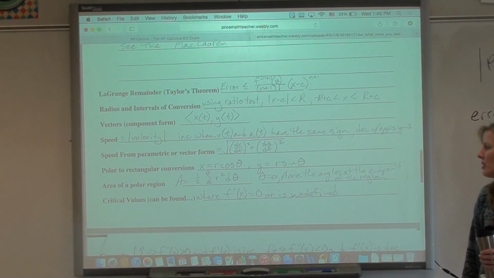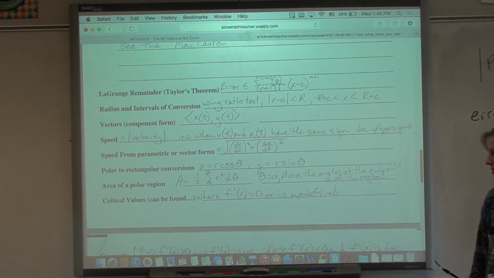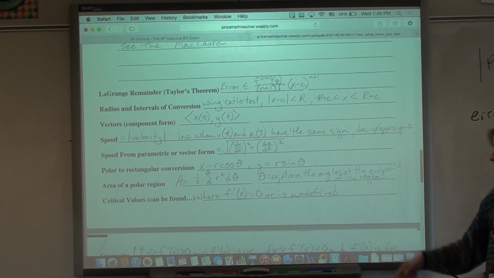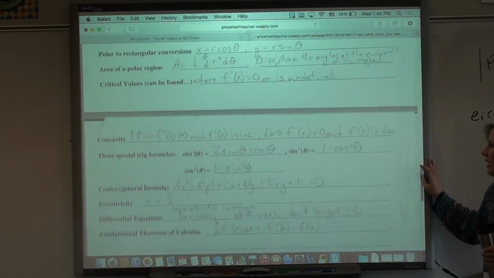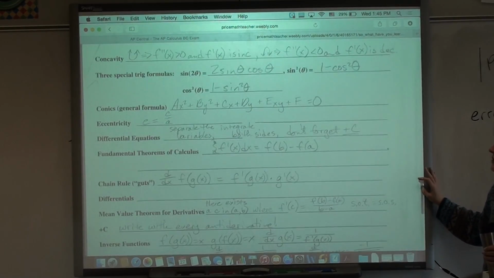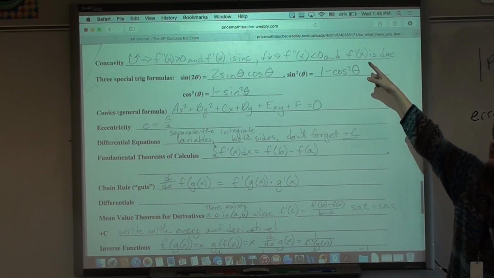Okay, parametric, rectangular, you got it. Area of a polar, we just spent like a week on it, so you should do that. Critical values are where the derivative is 0 or undefined. Almost done, last page. Concavity, we went over this yesterday.